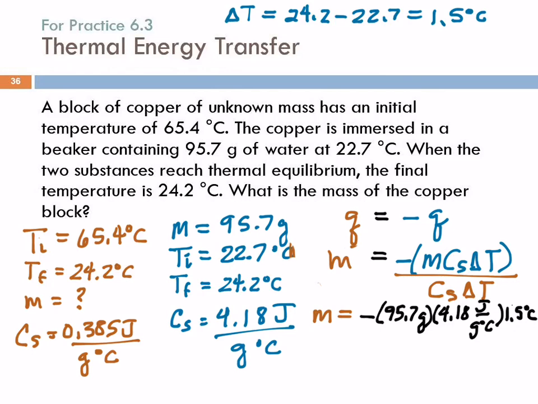What is delta T for the copper? It's the final minus the initial. The final is 24.2. The initial is 65.4. That's going to be a negative number, because if one thing warms up, the other thing's cooling down. One change is positive, one change is negative. 24.2 minus 65.4 is minus 41.2.